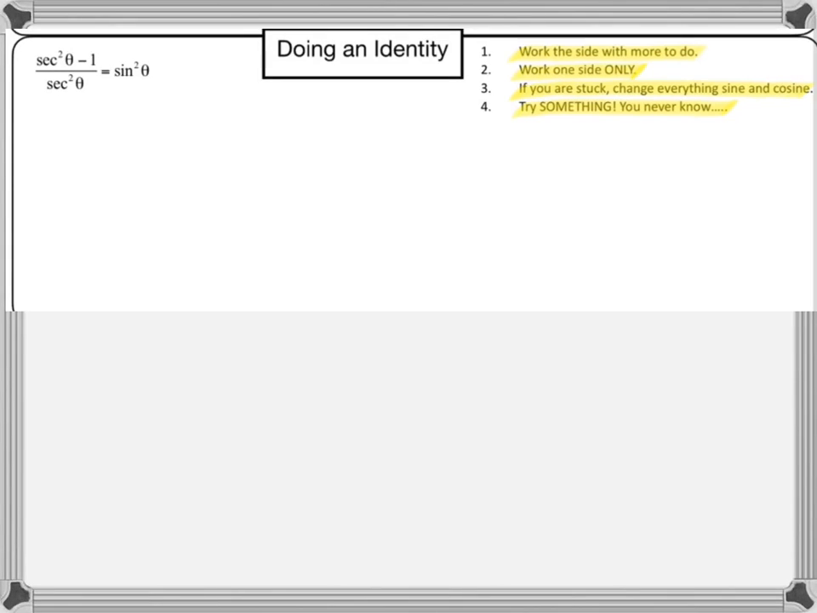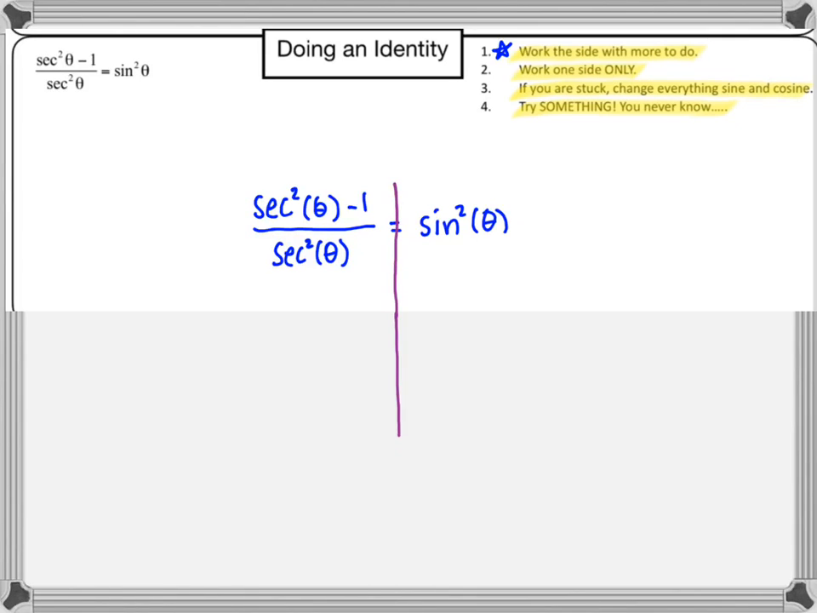Okay. So the way that I'm going to do this, first one here, is that I'm going to rewrite it larger so I've got some room to work. Looking at the rule, we want to work the side with more to do. And it looks like the left-hand side is going to be the one that has more to do. The right side is just sine squared, so there's not much we can do with that. But we can work the left-hand side and try to get it equal to sine squared. Okay, so we separate them out. We choose the left-hand side to try and make it look like the right-hand side.